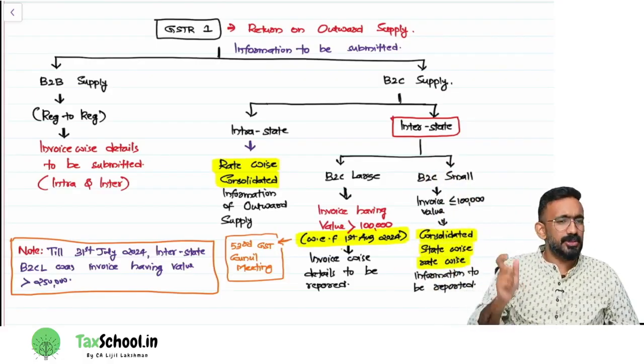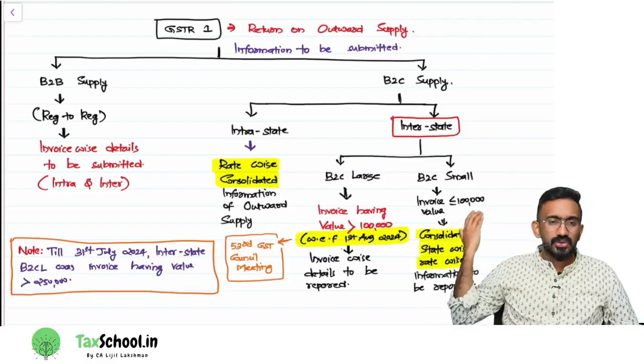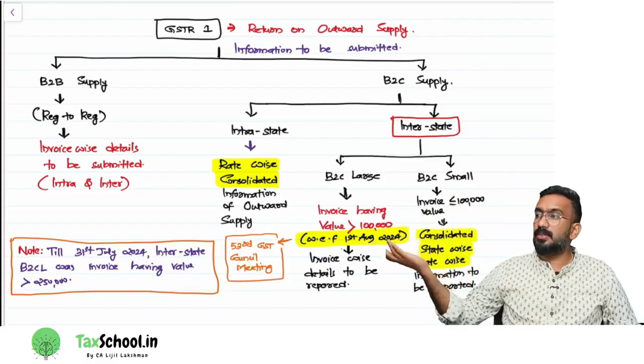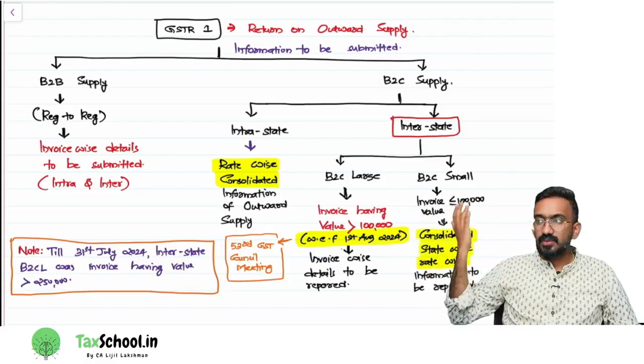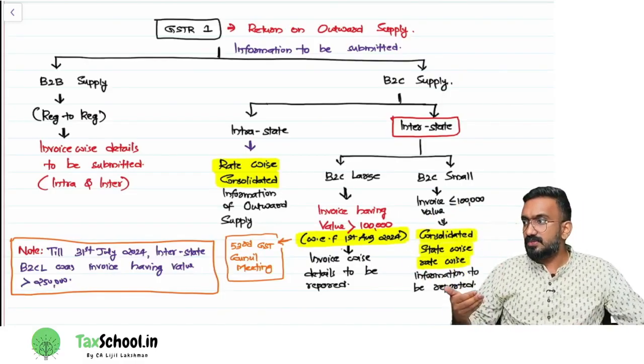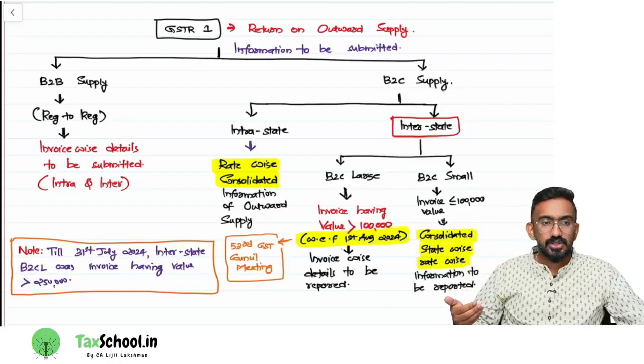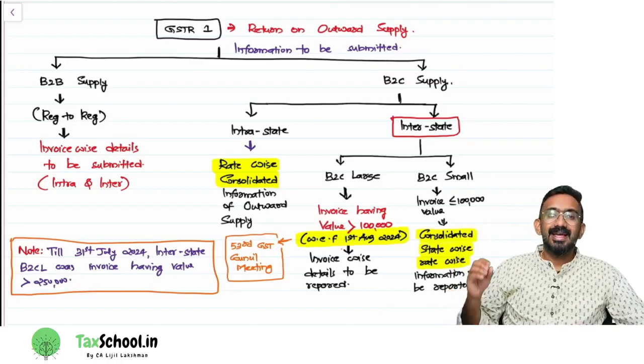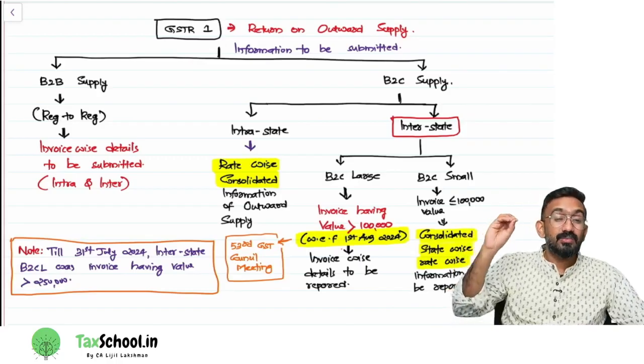What is considered to be B2C large? From 1st August 2024, this is the amendment that we have. The 53rd Council meeting has amended this B2C large definition and said, if it is B2C large, it needs to be more than 1 lakh in value.